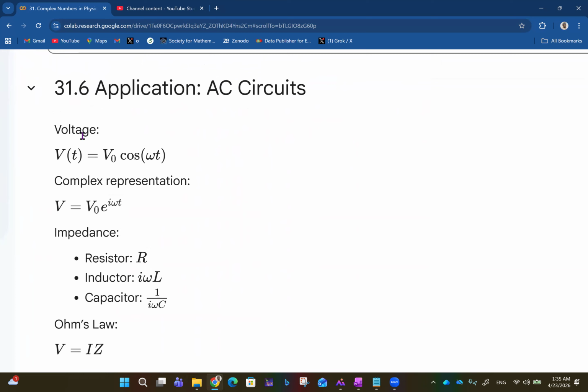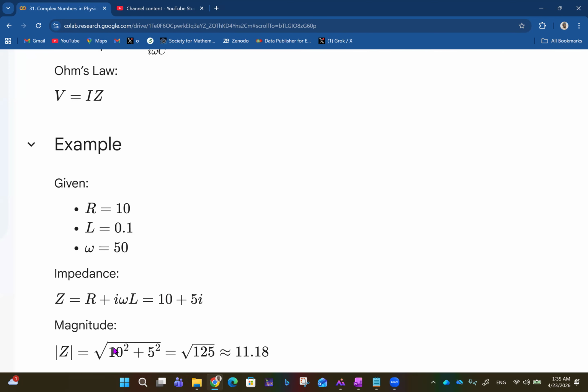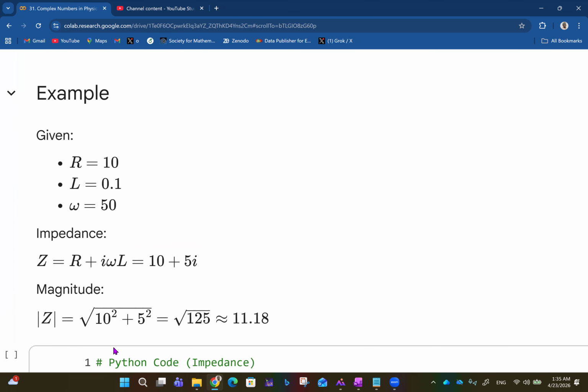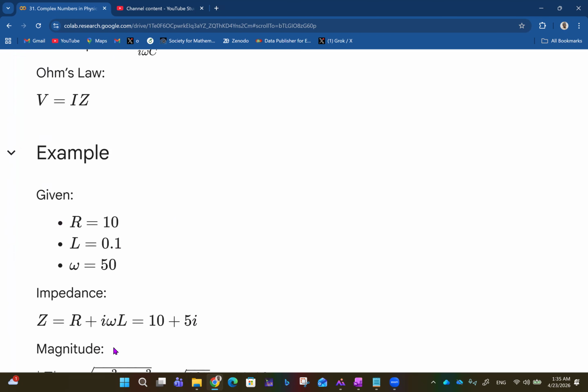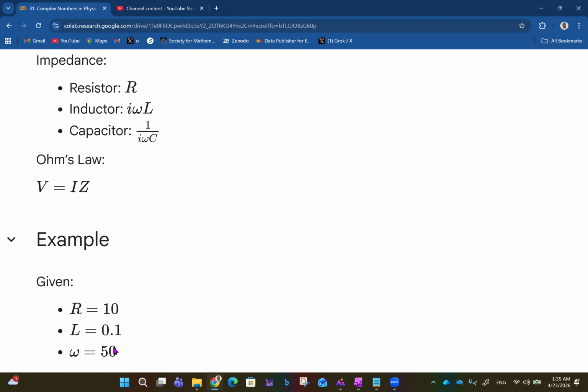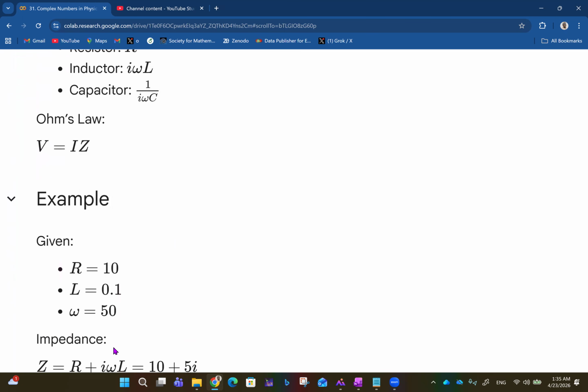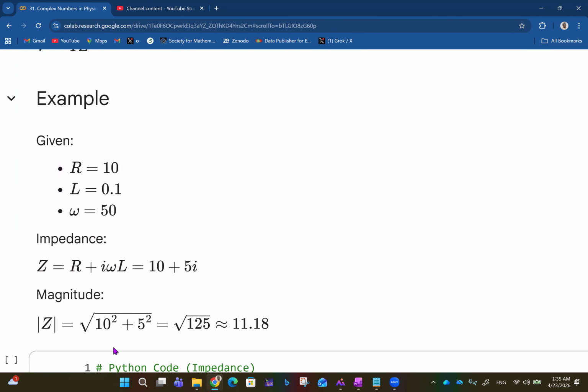So for AC, that is alternating current, right? So voltage is given as V of t equals V naught cos omega t. In complex representation, you have V equals V naught e raised to the power I omega t. And for impedance, you have the resistor R, the inductor I omega L, and the capacitor 1 over I omega C. So from Ohm's law, we then have V equals IZ. An example: you have a resistor of 10 ohms, an inductor of 0.1 Henry, I think. Then you have omega, the angular frequency, as 50.